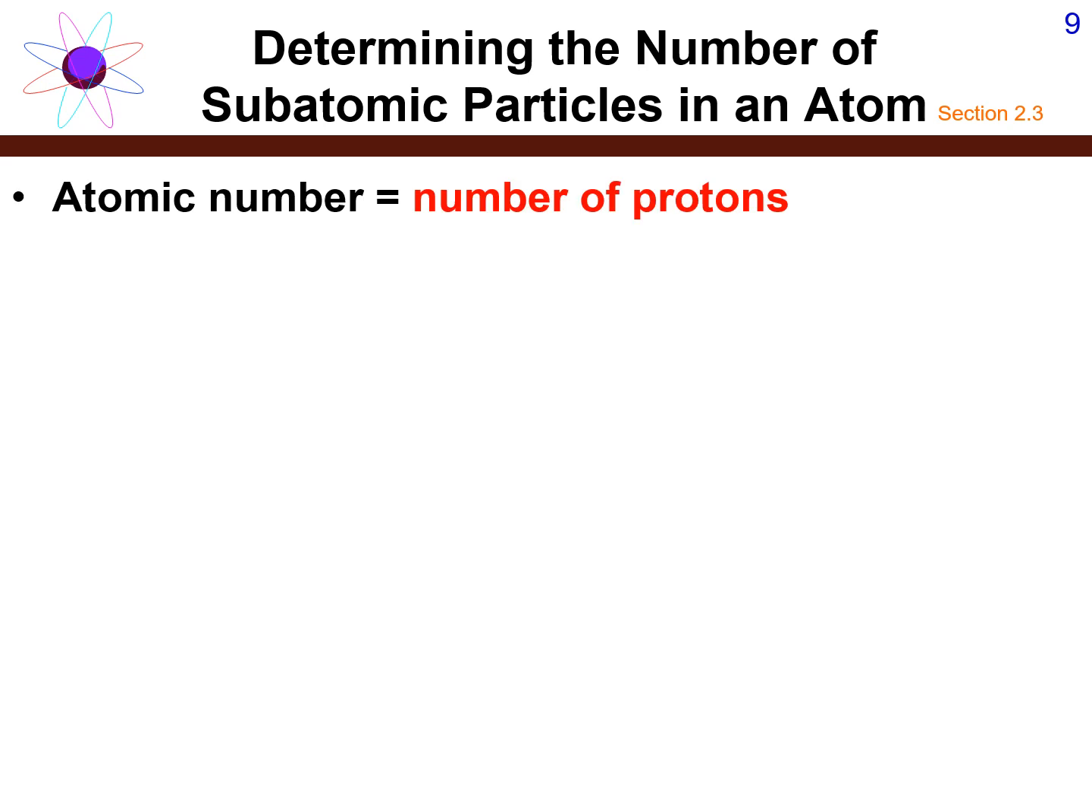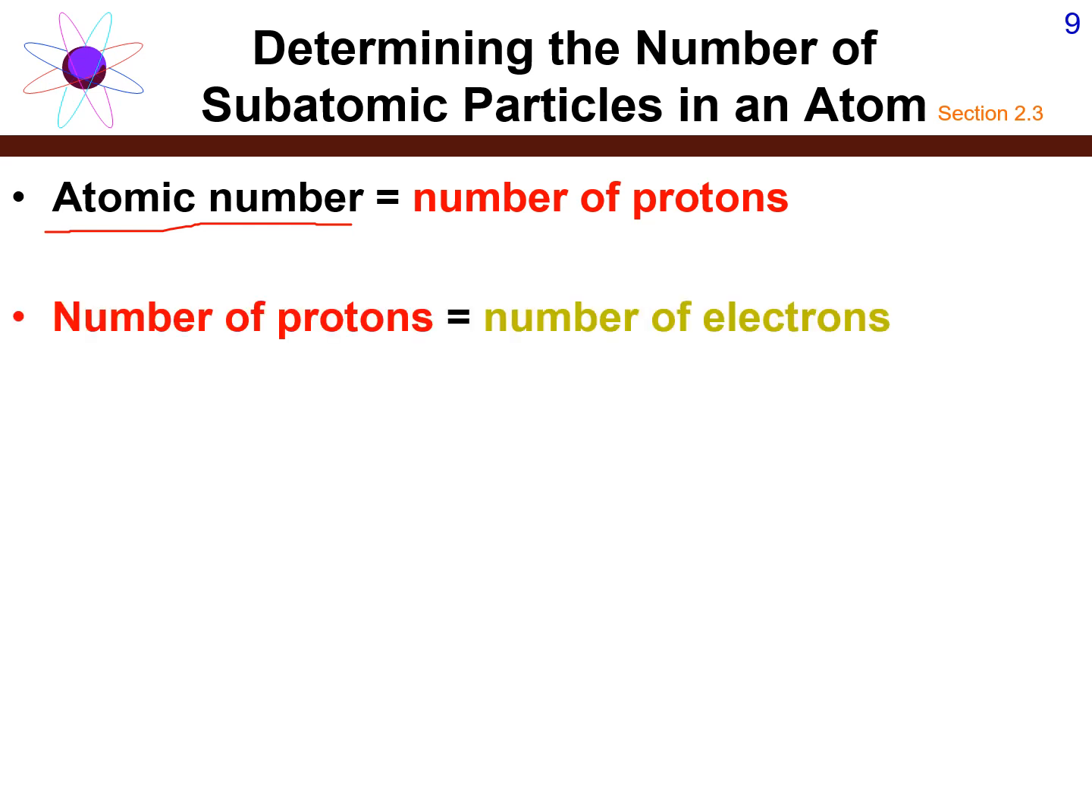Okay, so how do we determine the number of subatomic particles in an atom? Well, remember the atomic number, which is the number at the top of the element, is the number of protons. So if you look at the periodic table and you see the atomic number, you have figured out the number of protons. Well, what you've also figured out, since the number of protons equals the number of electrons, is the number of electrons as well.